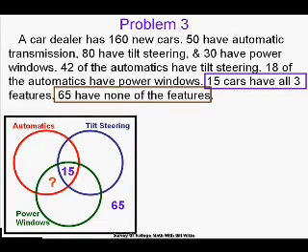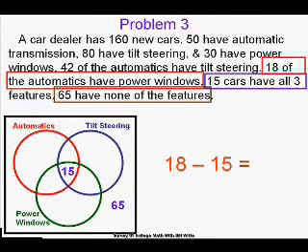Now this is a section that is automatics that have power windows but don't have tilt steering. 18 of the automatics have power windows. But remember, 18 of the automatics have power windows, but that includes the ones that have tilt steering. So let's subtract the 15, and you get kind of the idea. Okay, we get the 3.